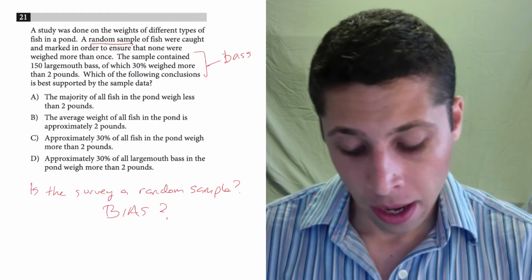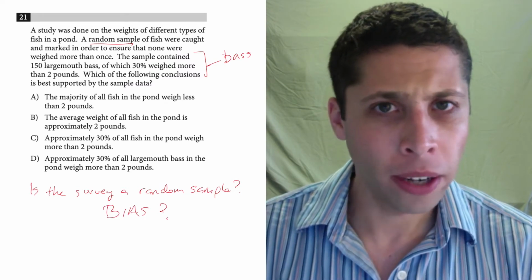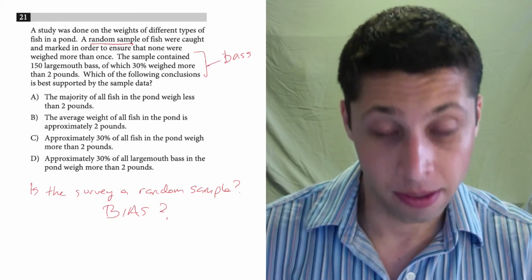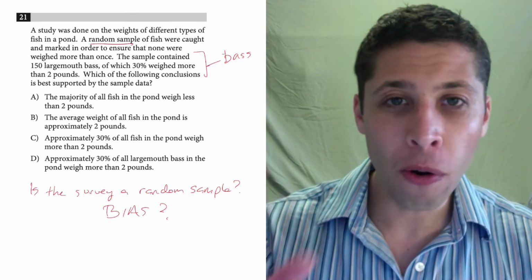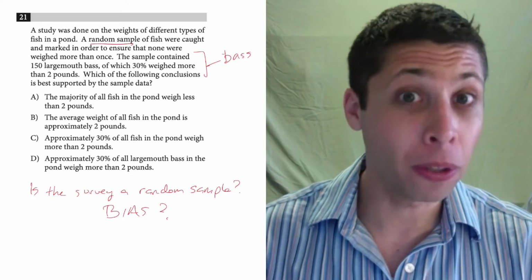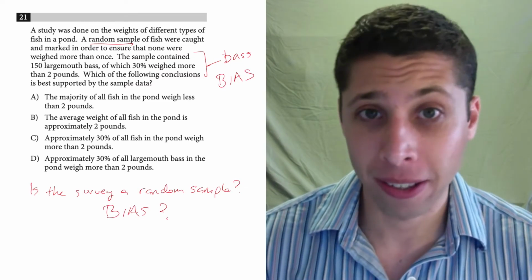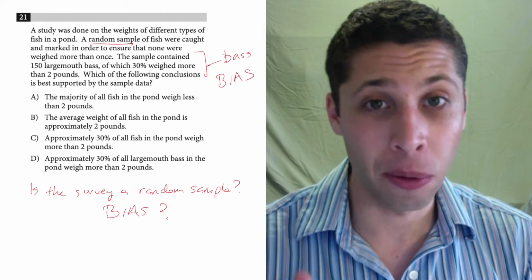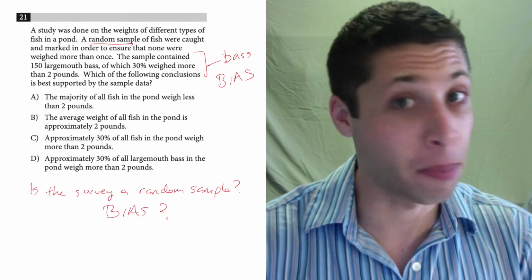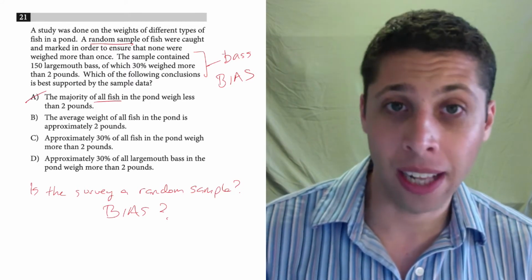Okay. A, the majority of all fish in the pond weigh less than 2 pounds. Well, I don't know anything about the weights of all the fish. I know about the weights of the largemouth bass because that's what they talked about. So even though the overall survey has a random sample, the specific data point that they're pulling out in this question is biased in favor of the largemouth bass. So we only learn about them. We cannot make conclusions about all the other fish because this is a biased result. So we don't know anything about all of the fish or their weights, so that's no good.